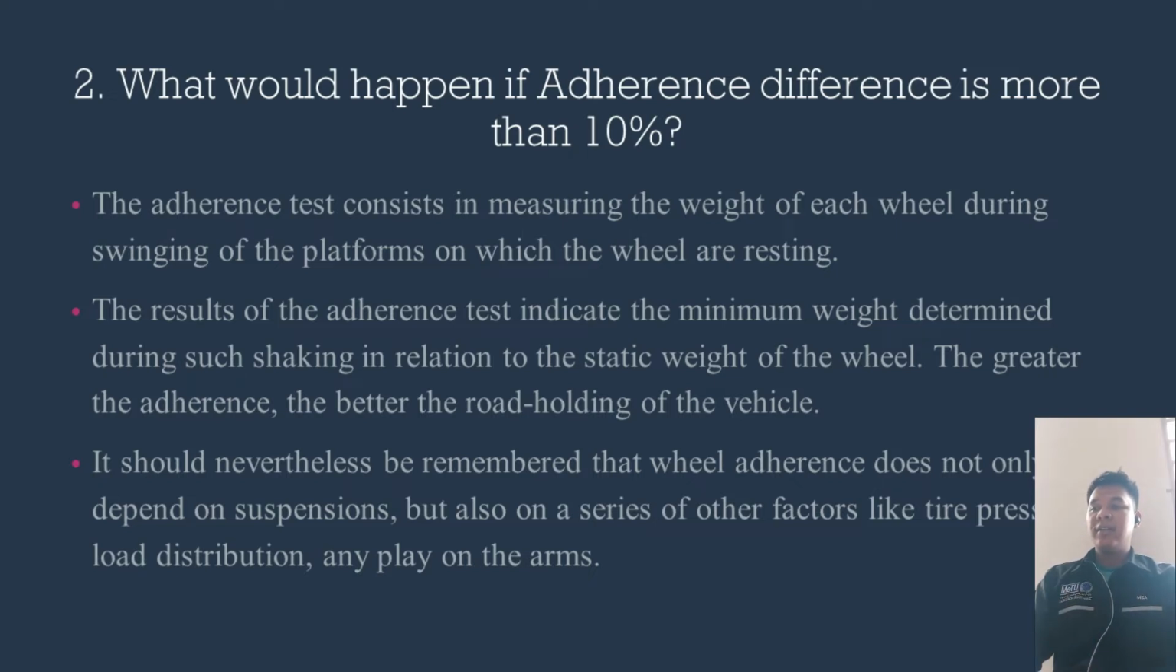The result of the adherence test indicates the minimum weight determined during such checking in relation to the static weight of the wheel. The greater the adherence, the better the road holding of the vehicle. However, it should be remembered that wheel adherence does not only depend on the suspension, but also on a series of other factors like tire pressure, load distribution, and play on the arms.